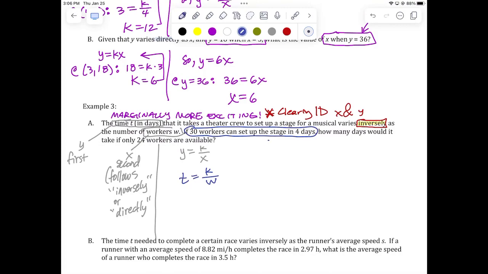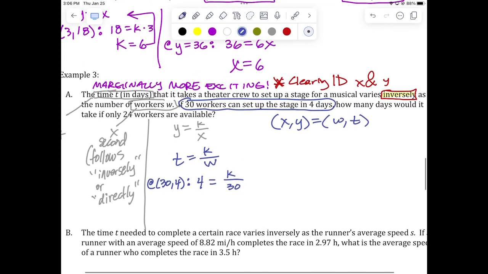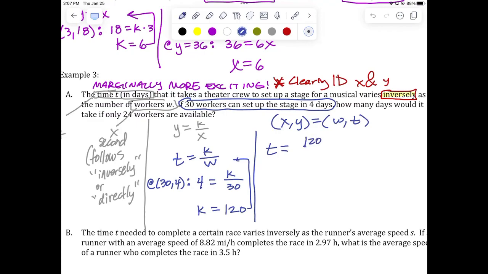So now our initial condition is right here. It's important here to know the ordered pair. The ordered pair is x, y, which in this case is going to be W comma T. Okay, so I'm going to list the workers first. So we'll say at the point 30 comma 4, not at 4 comma 30, but at 30 comma 4, we get 4 days equals K over 30 workers. And to solve for K, I multiply both sides by 30, so 4 times 30 is 120. Now, K is unitless. K has no units. In this case, actually, it does have units. It's a rate. But we're going to treat it as a constant, okay? So we get T equals, now we plug it back in right here, and we get K, which is 120, over W.